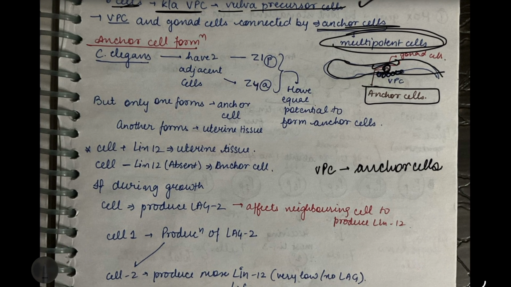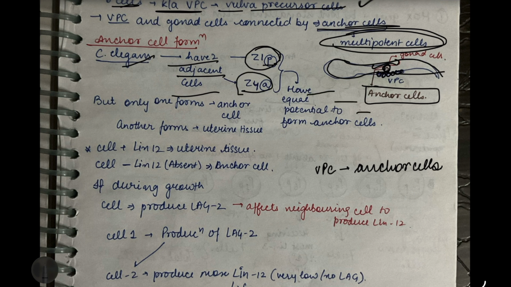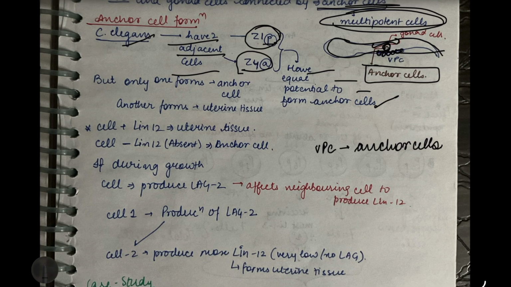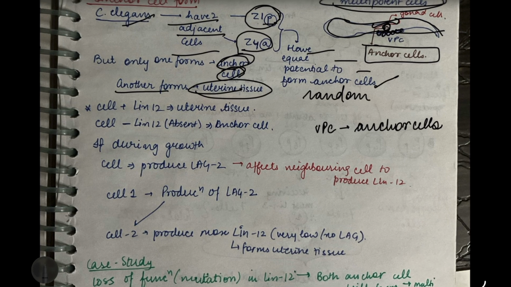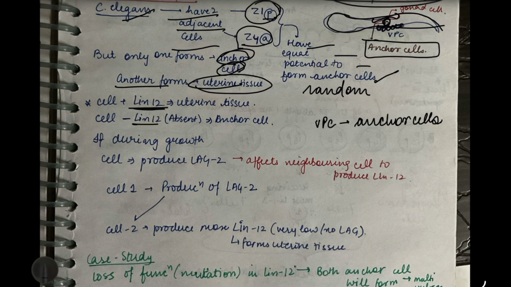Okay, so anchor cell formation, C. elegans have two adjacent cells. One is Z1P, Z4A. Okay, both have equal potential to form the anchor cells, and the selection of the anchor cell is random, right? But only one forms the anchor cell, other forms the uterine tissue. Here the decision is taken by the presence or absence of Lin12. Lin12 is a signal molecule. If it is present, it leads to the formation of uterine tissue, and if it is absent, it leads to the formation of anchor cells.